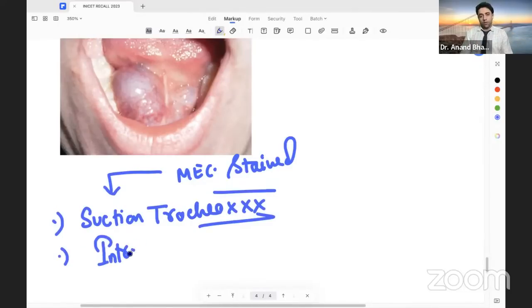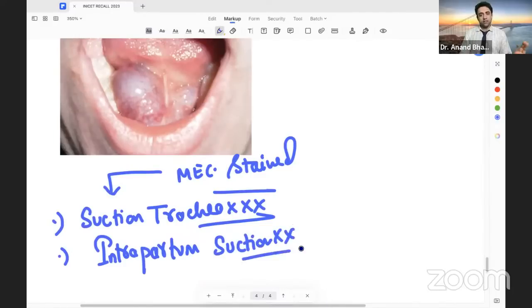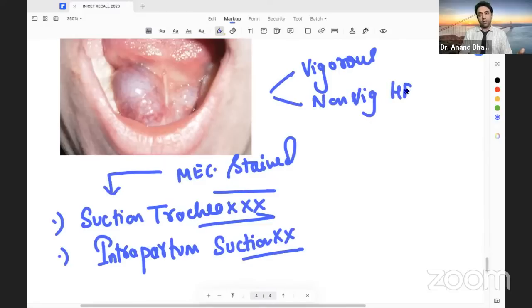One more option was there, intrapartum suctioning. The mother has been taken up for delivery, and intrapartum, during the labor itself, we would suction the baby's mouth and nose. Intrapartum suction I have never done. We don't do intrapartum suction. Once the baby is out, there are only two things, whether the baby is a vigorous meconium stained baby or a non-vigorous meconium stained baby. What is non-vigorous? Non-vigorous is heart rate less than 100.